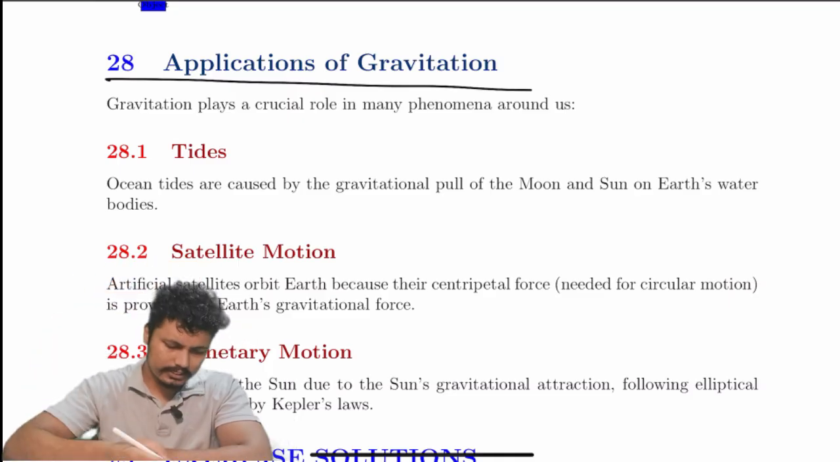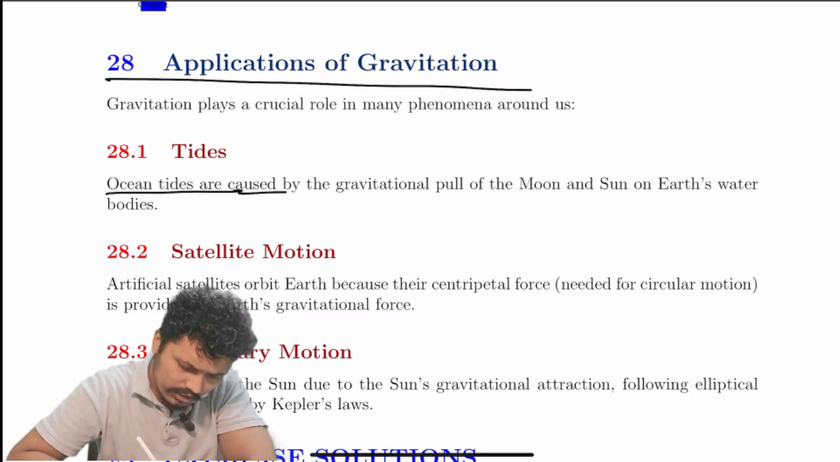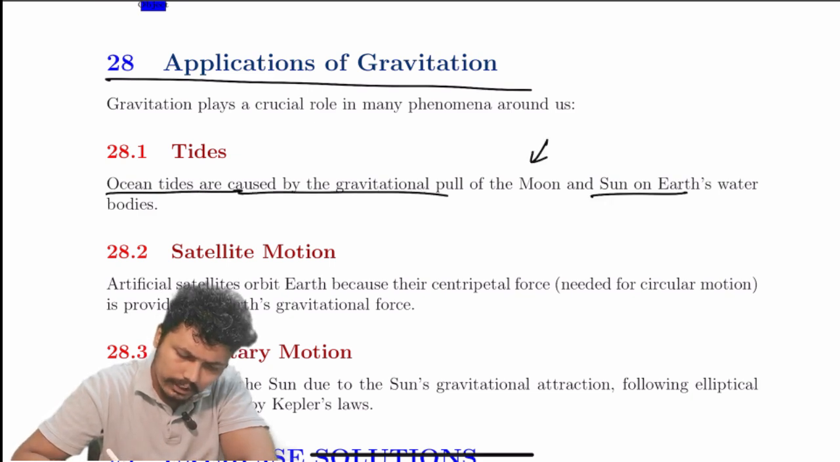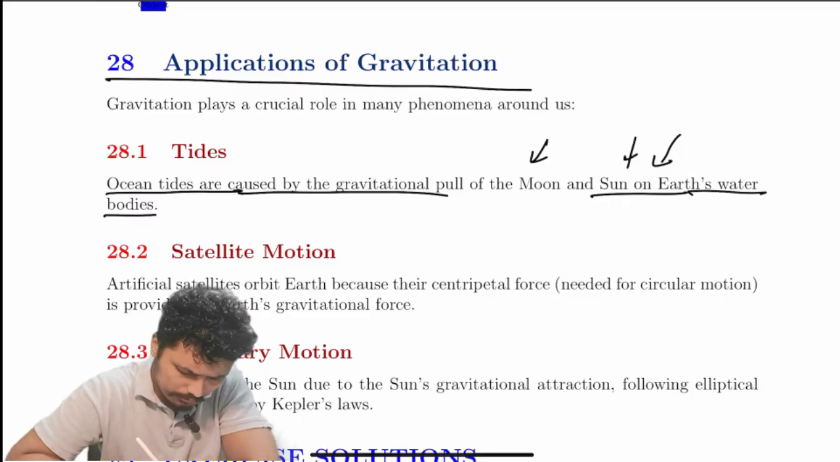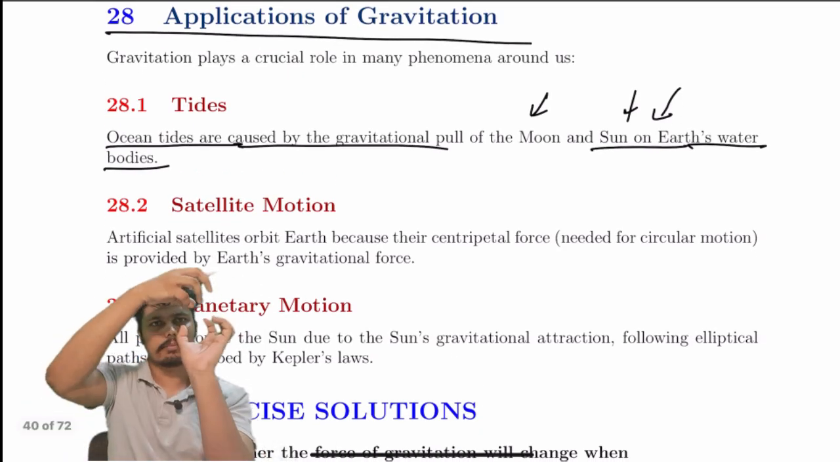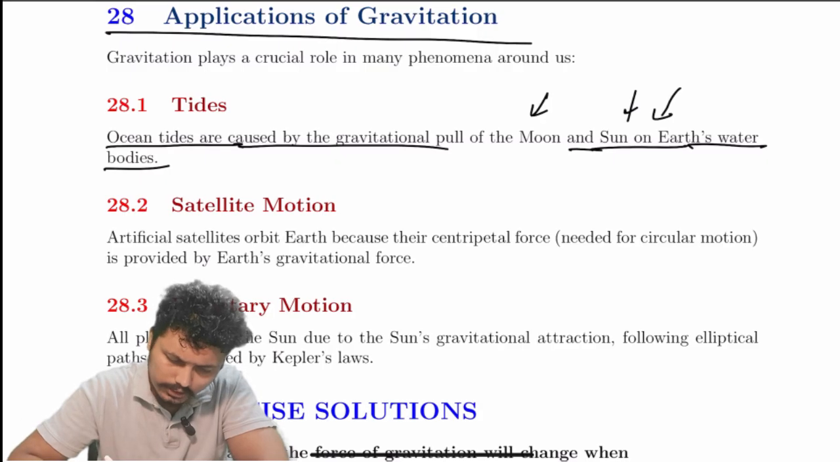So the ocean tides are caused by the gravitational pull of the Moon, and also the Sun, on Earth's water bodies. Same thing with the Sun, so tides are because of the Moon and the Sun.